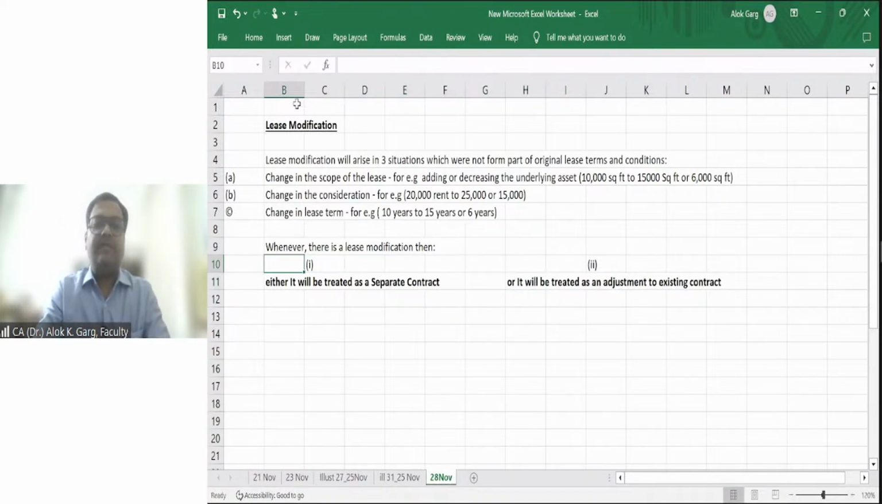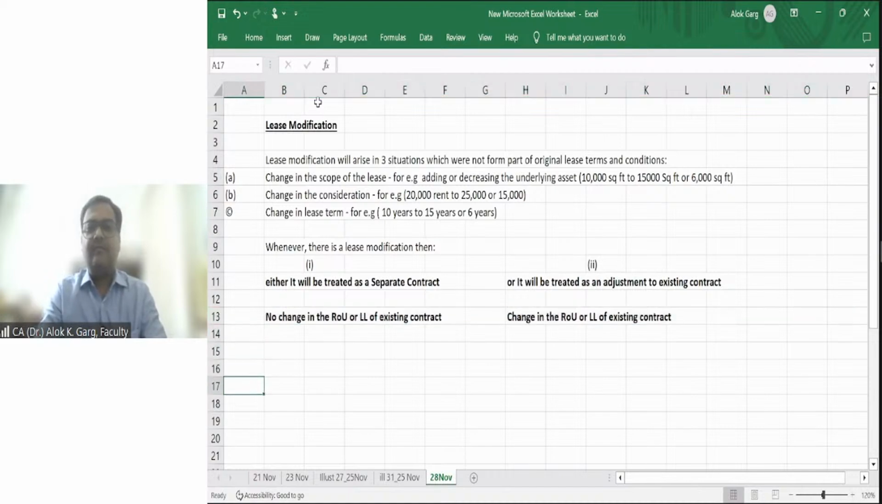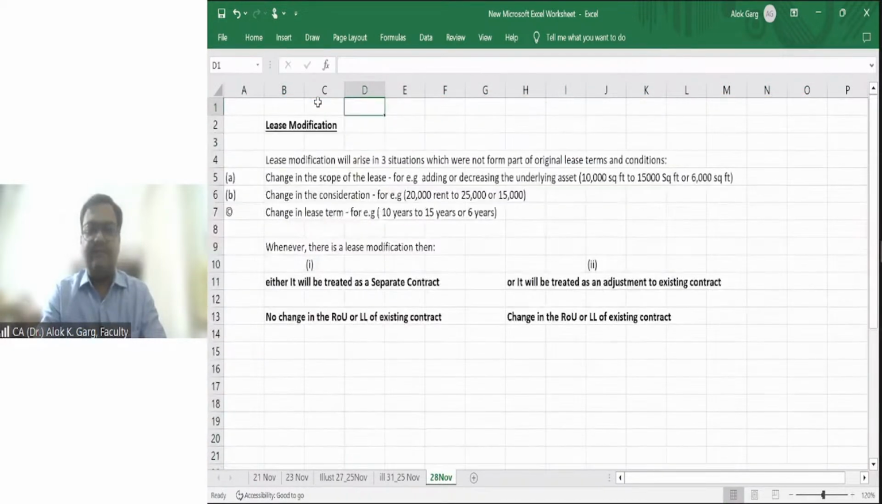Right. What does it mean? It means no change in the ROU or lease liability of the existing contract. In this other case, there is a change in the ROU or lease liability of the existing contract, right? Is that clear, friends? In these two cases, is it clear?